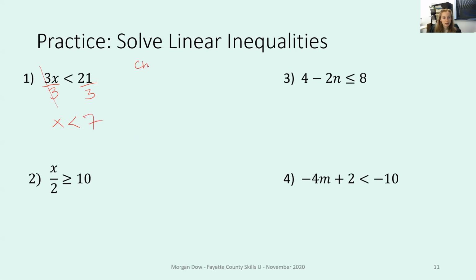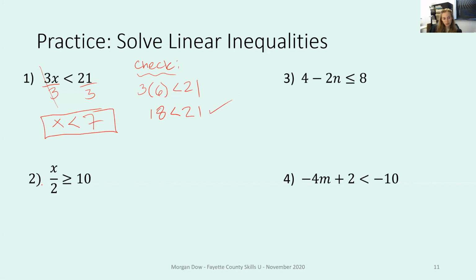And we can check our answer. We're saying x must be less than 7, so let's pick a number less than 7. Let's do 6. So I'm going to go back to my original inequality, substitute my number, 3 times 6 is less than 21. Is that true? Well, 3 times 6 is 18, and that is less than 21. And so our answer was correct.